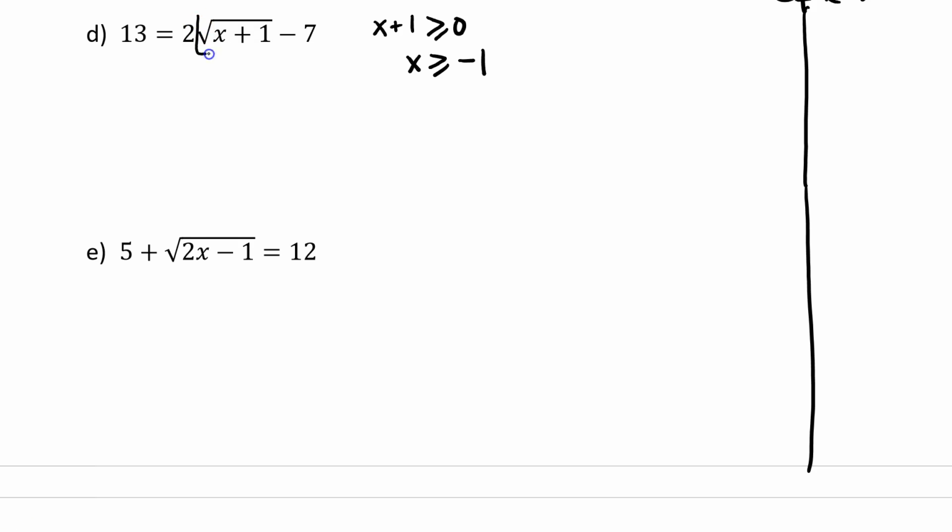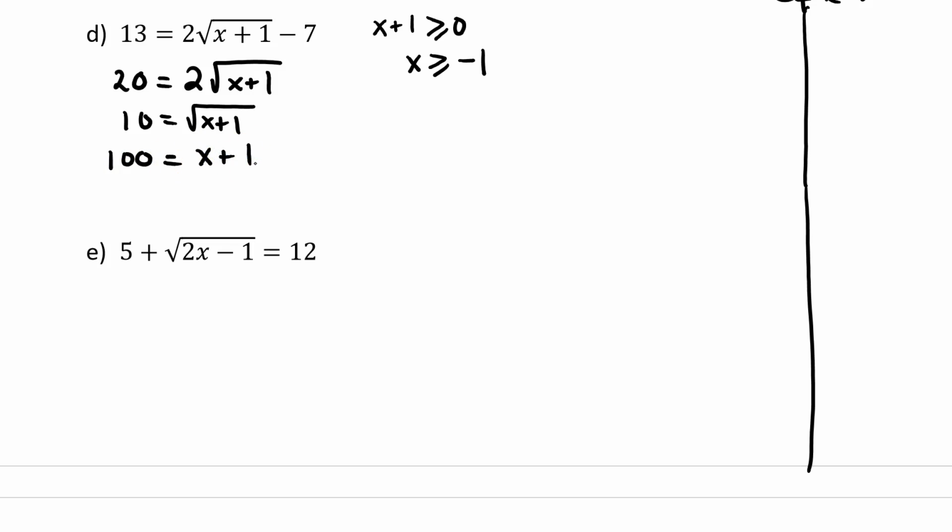So in this case, what we want to do is isolate that radical. So I'm going to add 7 to both sides, so 20. Kind of treat the radical as though it's a variable that you want to isolate. Times 2 root x plus 1. I'm going to divide both sides by 2, so 10 equals root x plus 1. Square both sides. 100 equals x plus 1. Subtract 1 from both sides. 99 equals x. Woohoo!